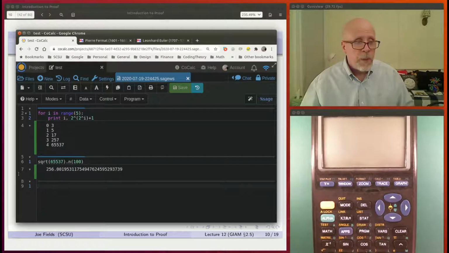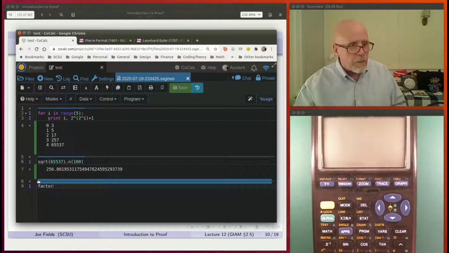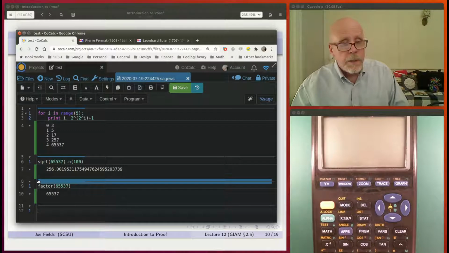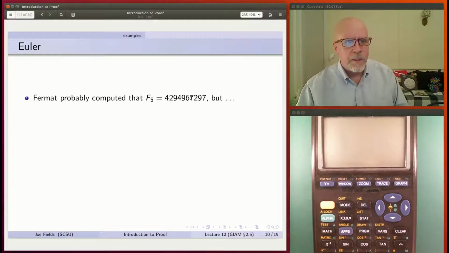And Fermat apparently did this work because he claimed that he knew that that was prime. Now today, in a fraction of a second, we can ask for the factors of 65,537, and go. And it just says itself, because it's a prime number. Fermat, on the other hand, I think they did say he computed this, but he died in like 1665. There wasn't much in the way of computational aids there. It would have been people working with pen and paper or pencil and paper trying to figure that out. And yeah, he didn't do that.